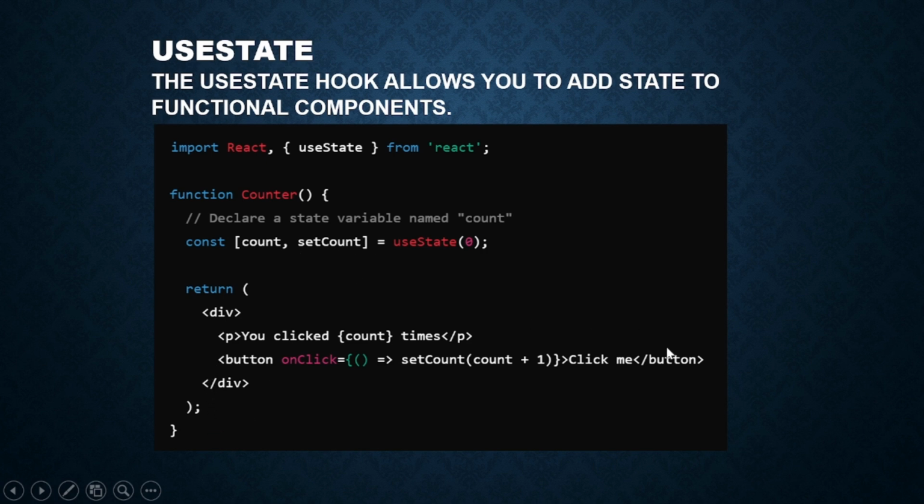Let's suppose we have a button, and on click we are setting the count value, updating that value to 1. Whenever the button is clicked, the count will increase by 1, and here we are showing the count value. Initially it will be 0. After clicking one time, the count will be 1. So by using this useState we can update the value. So this is useState.